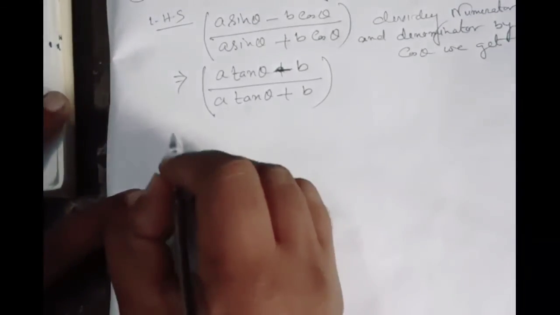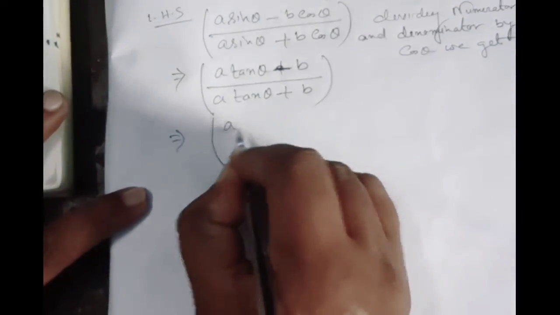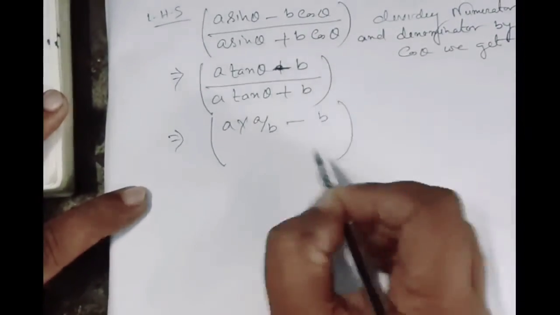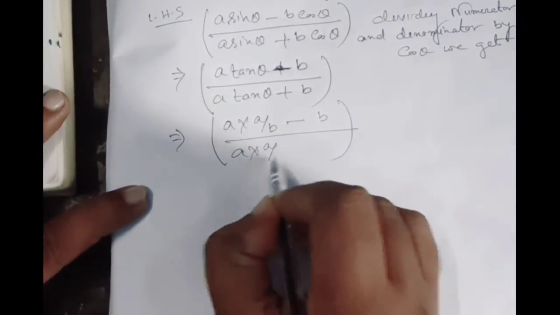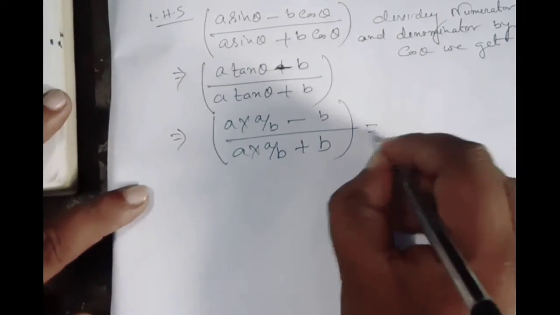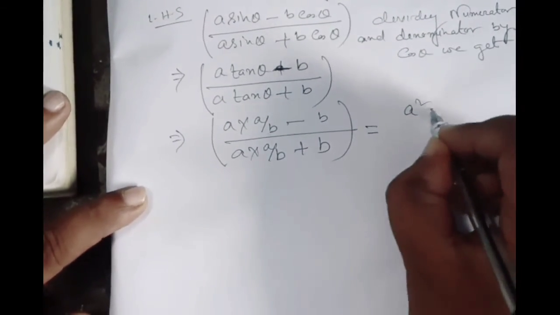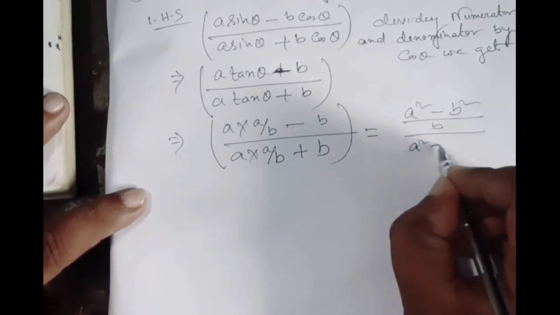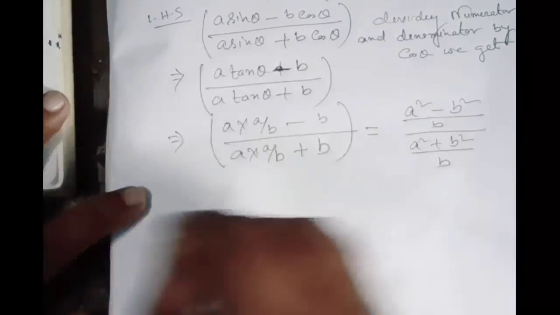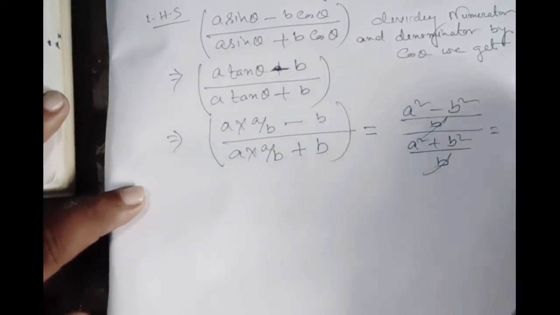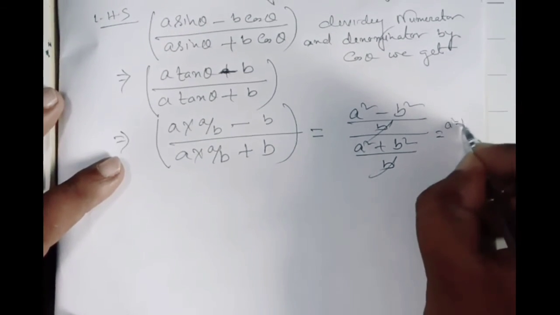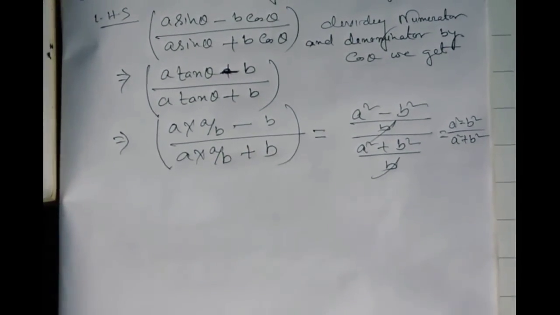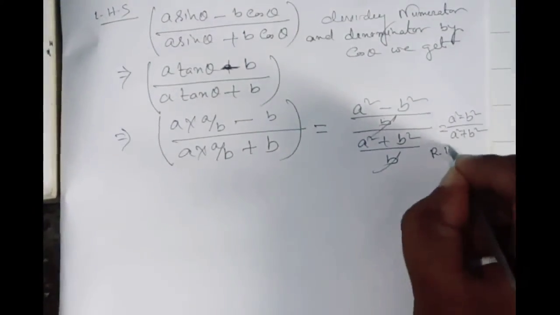So a tan theta means a into tan theta. Tan theta is equal to a by b, minus b, that's equals to a into a by b minus b, by a into a by b plus b, that's equals to a square minus b square by b by a square plus b square by b. If we do the calculation, b cancel out, we are getting a square minus b square by a square plus b square, okay. That's equals to the RHS.